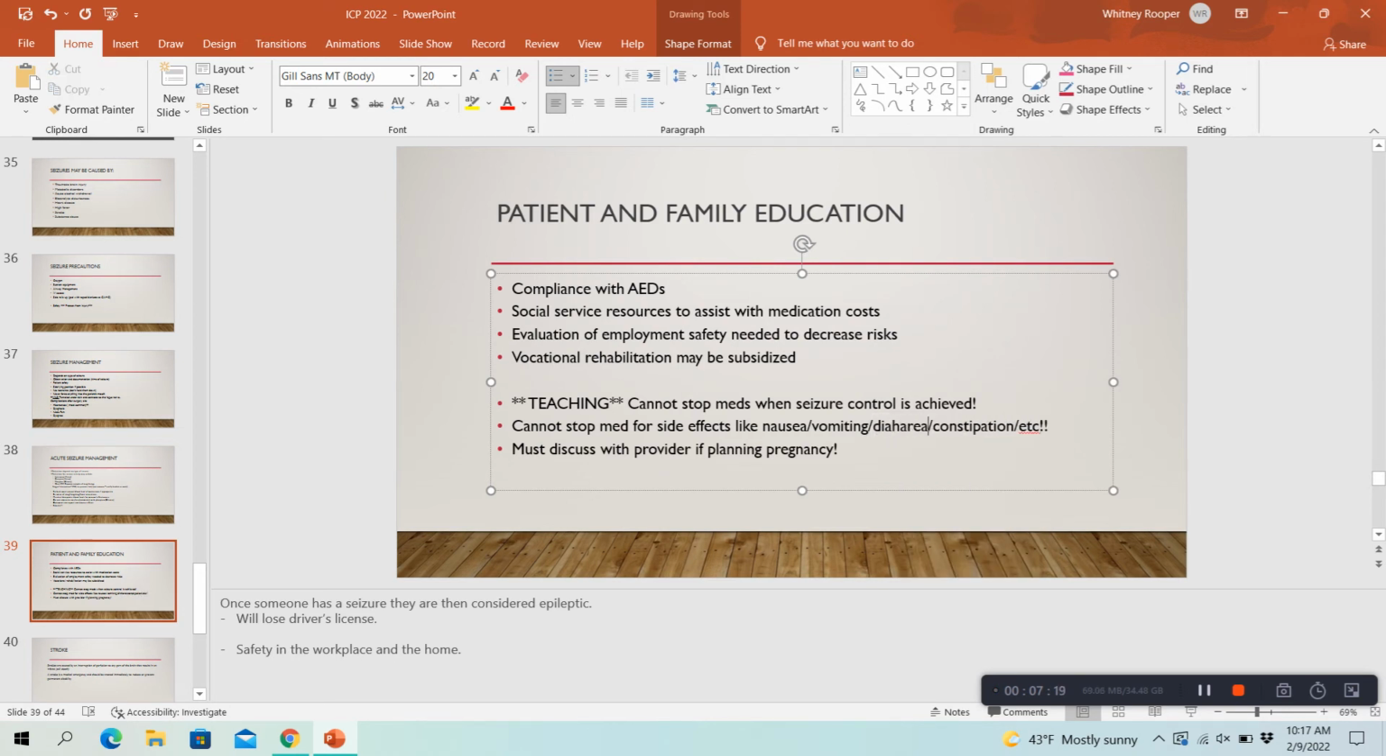They'll reevaluate and see if they can put you on a different type of medication during that time. Sometimes it's the risk versus the benefit.